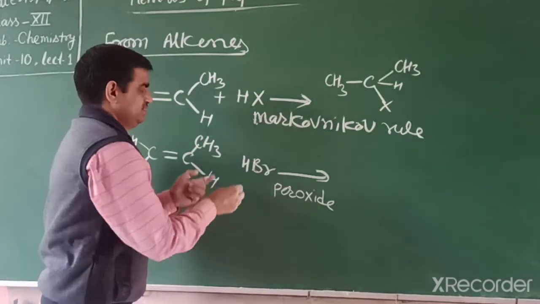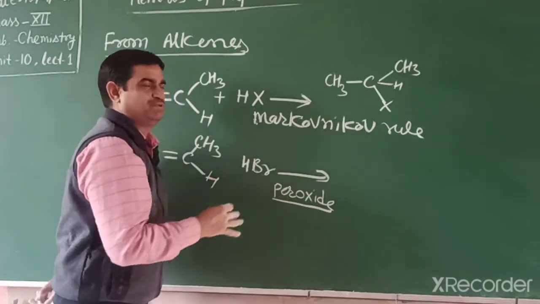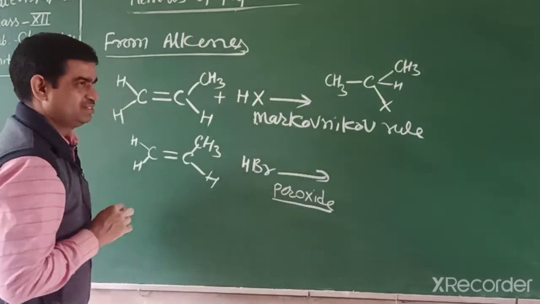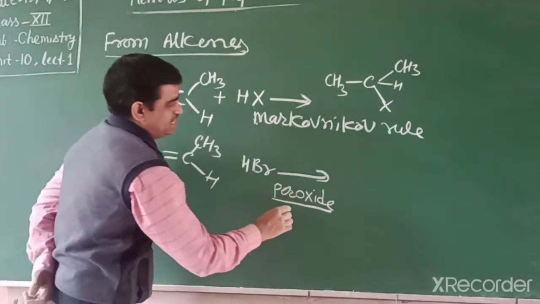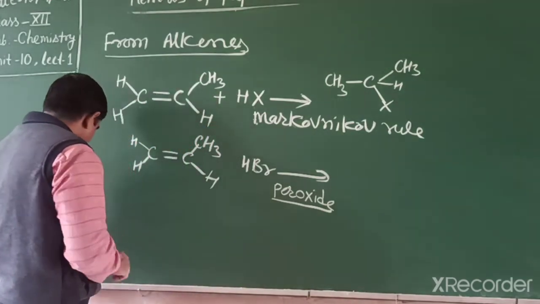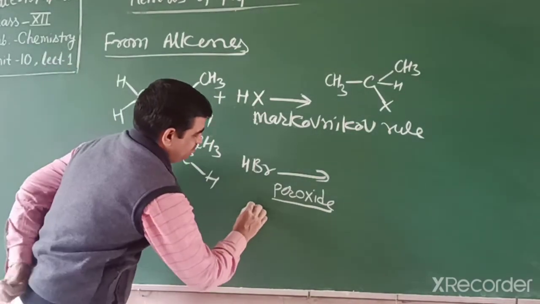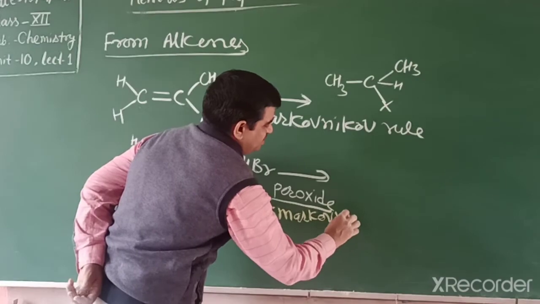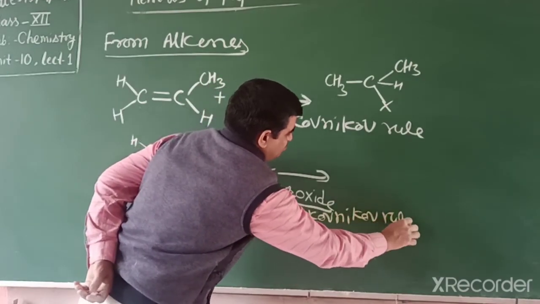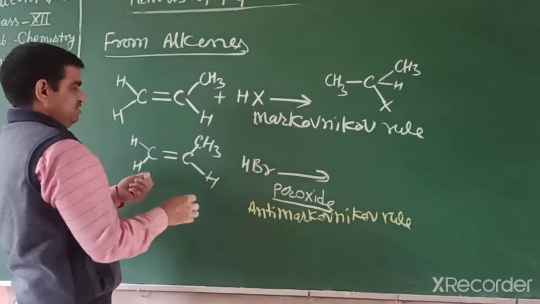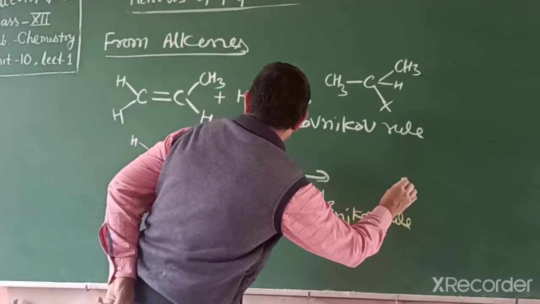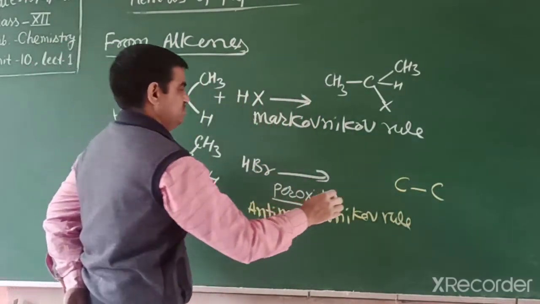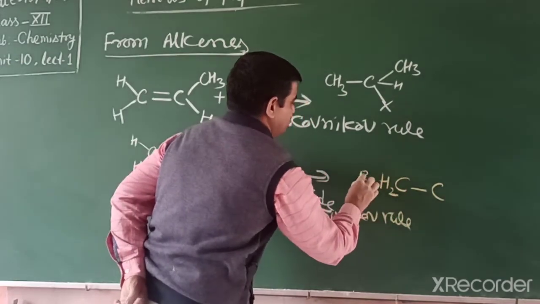In your earlier studies, if there is peroxide present, then what happens? The halogen adds to that carbon having more hydrogen, means anti-Markovnikov rule. Then we follow anti-Markovnikov rule. So we get the product with halogen, bromine, attached to that carbon having more hydrogen.